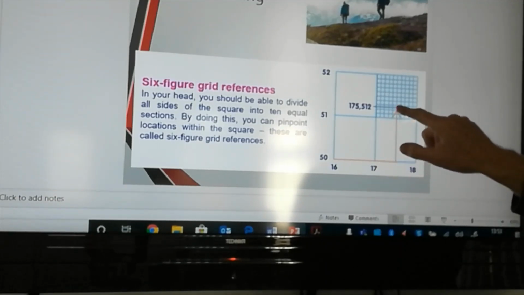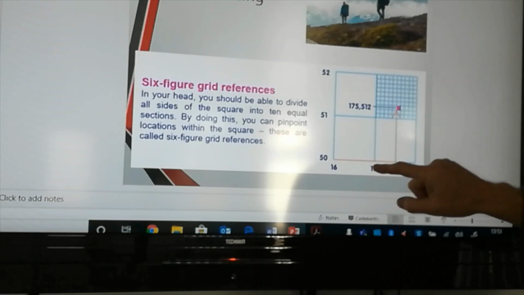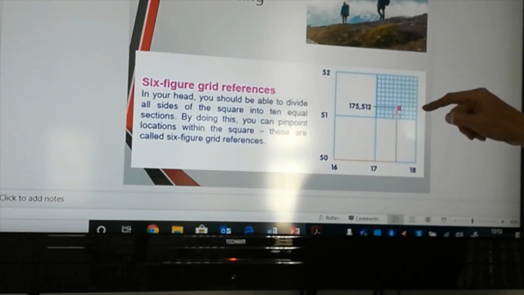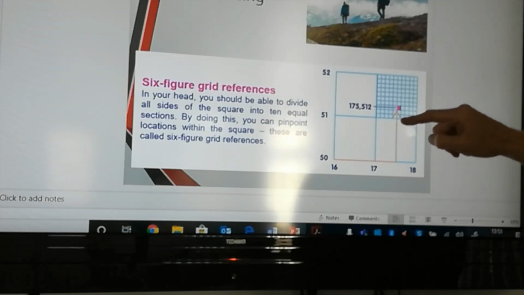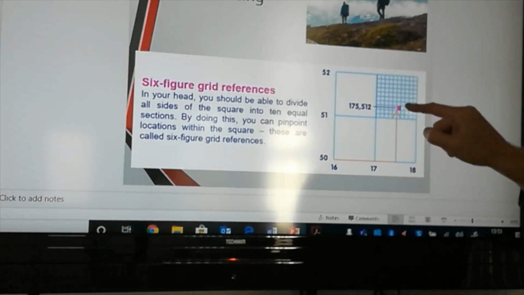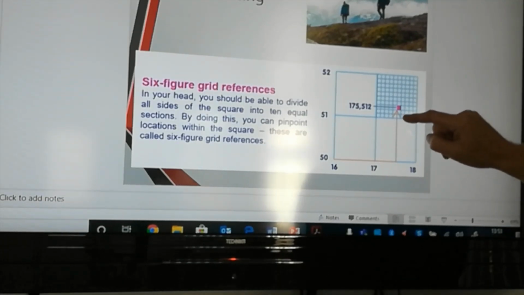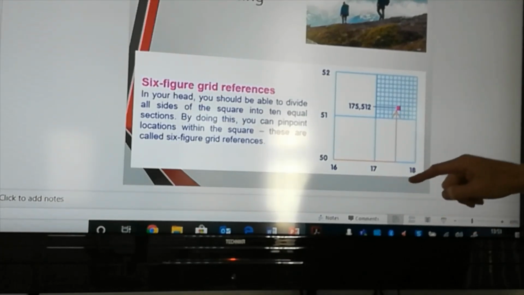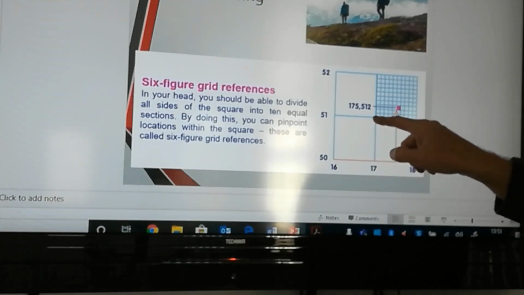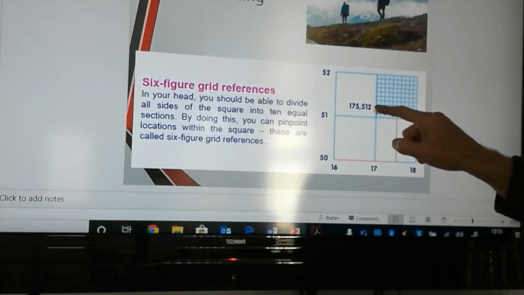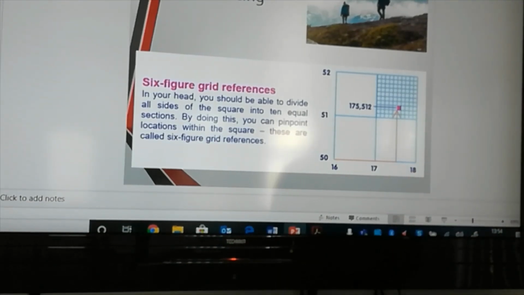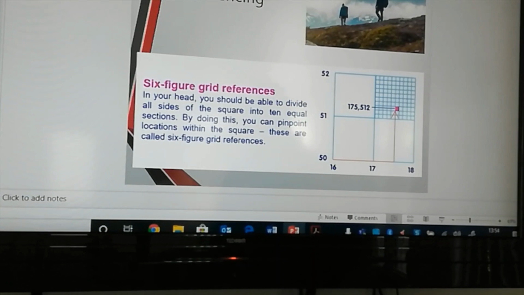1, 2, 3, 4, 5. To get to that first corner. So it's 1, 7, 5. And up, it's up 3 blocks. So it's to the bottom corner. So it's 2 blocks up. It's the third block, but it's always the corner of it. Okay, so my northern is 51, 2. Which gets me to that corner. And that's how I get a 6-figure grid reference.